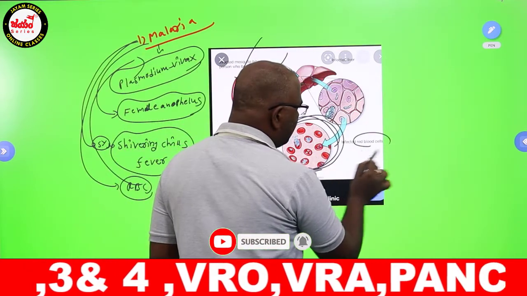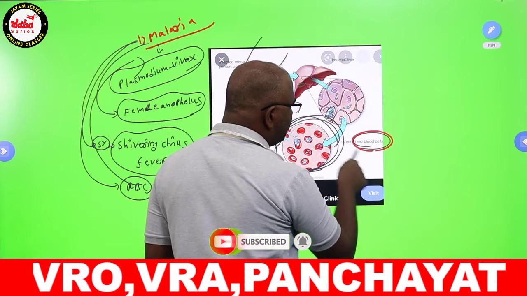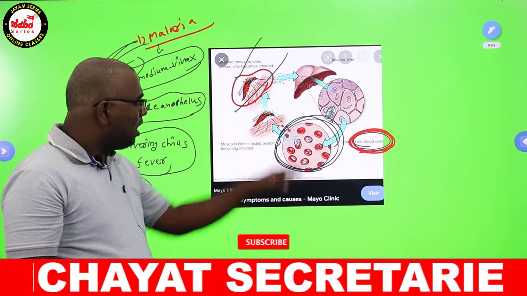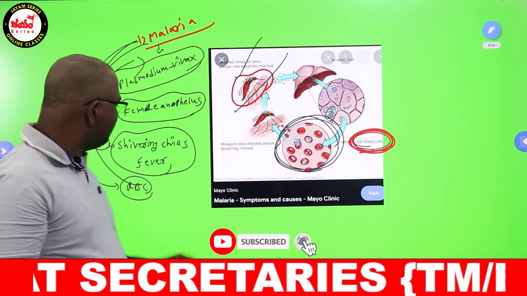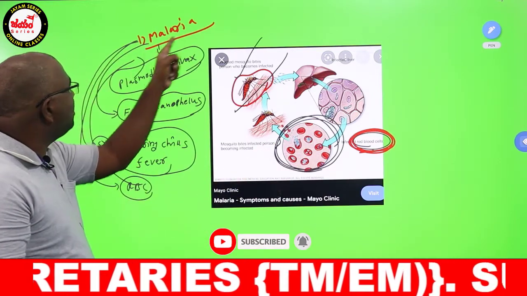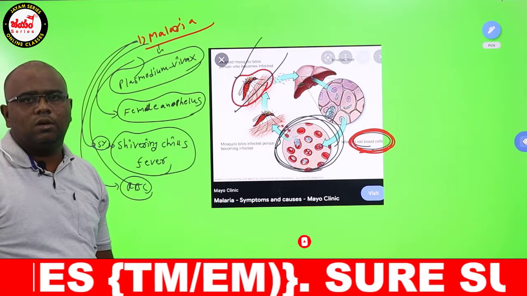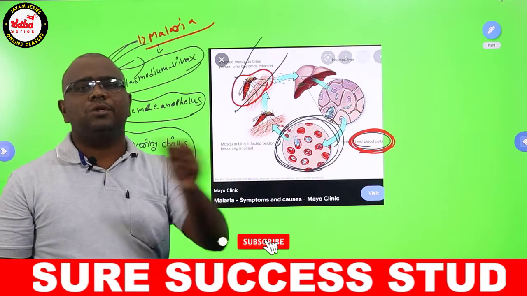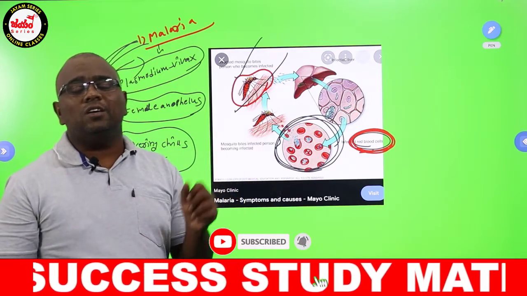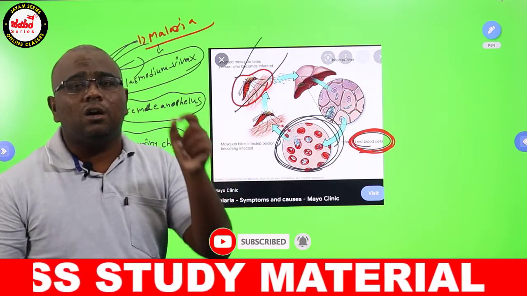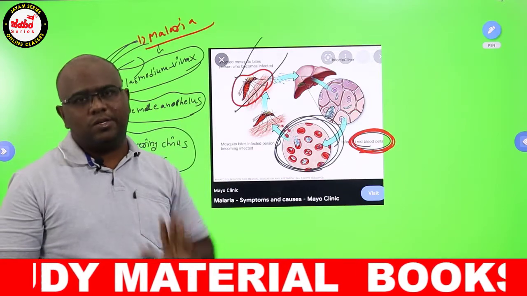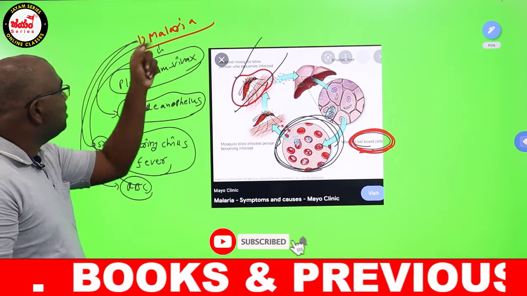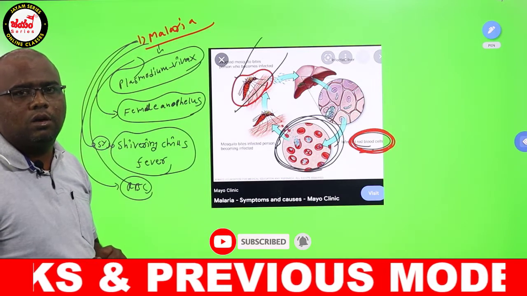Infected. Look at this picture. Infected RBC cells. The RBC cells are destroyed in malaria disease. In which cells are destroyed in malaria disease? RBC. In which cells are destroyed in dengue fever? Platelets. The RBC cells are destroyed in malaria disease.